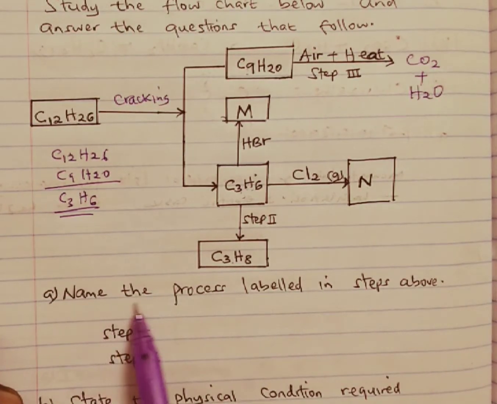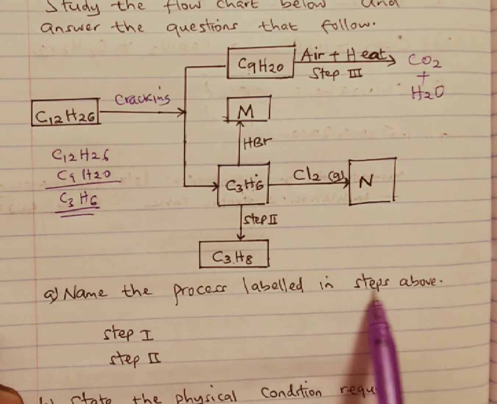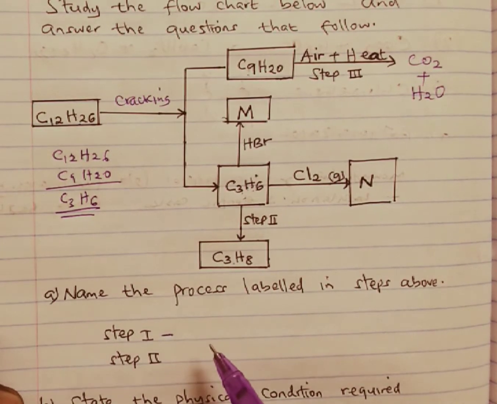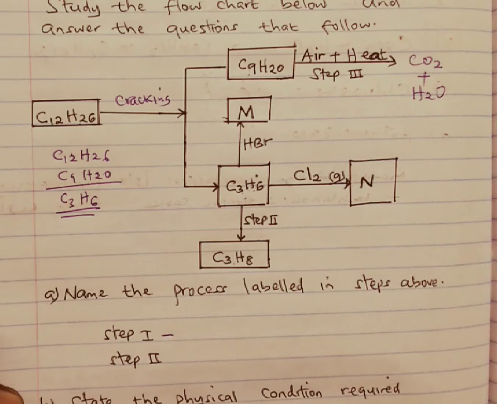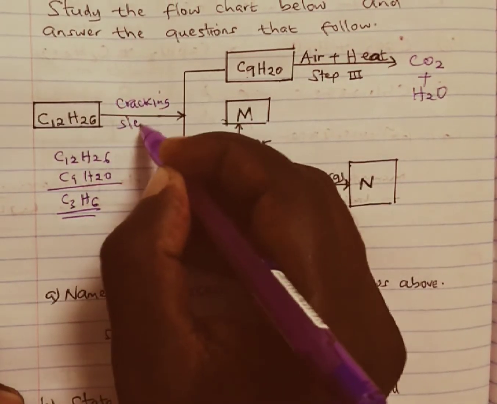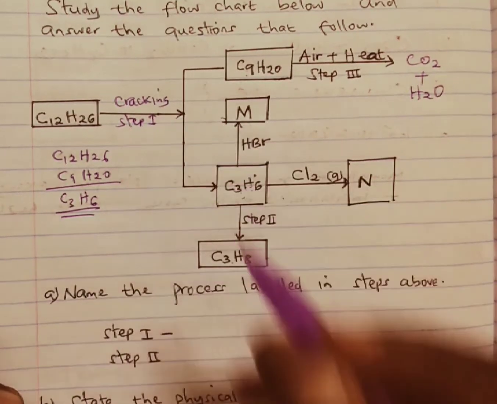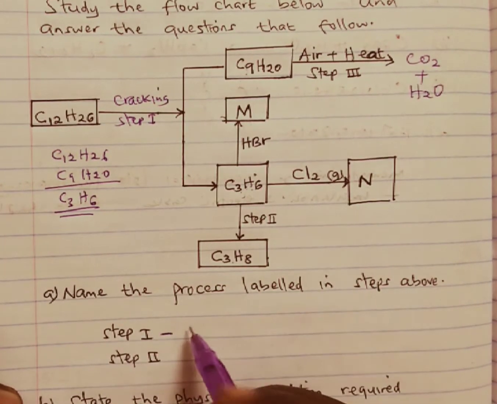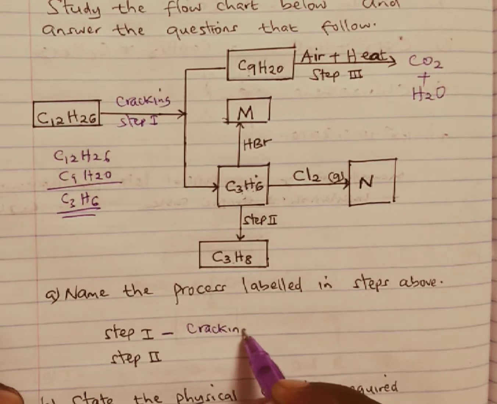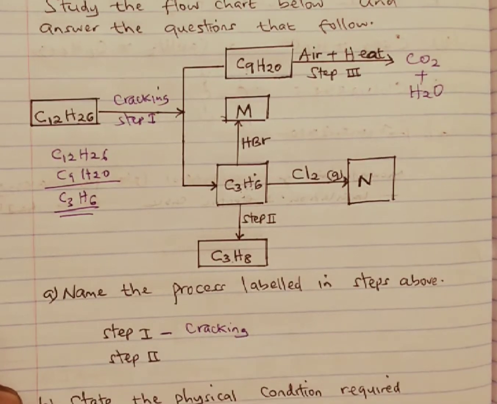Part A, name the process labeled in the steps above. We have step 1, and if you look at step 1, step 1 is here. This is step 1, and you can see step 1 is clearly cracking of alkanes.